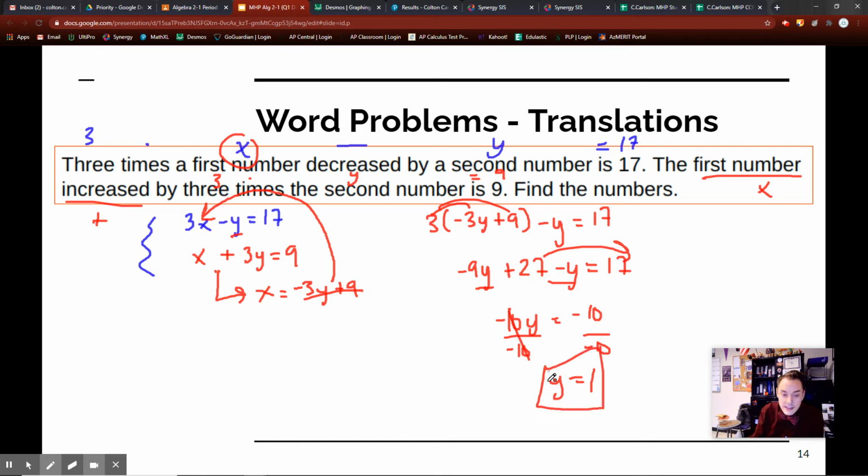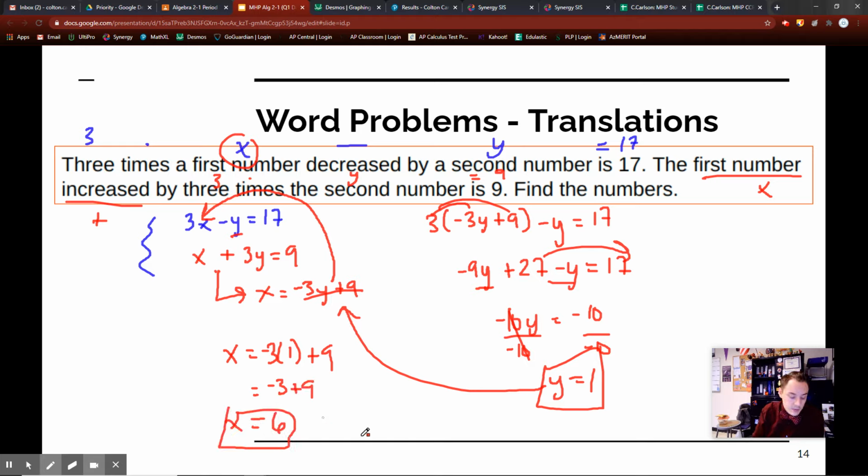Okay? Now I'm going to take this 1 and I'm just going to plug it in right there. So that means x equals negative 3 times 1 plus 9, negative 3 plus 9. So what does this equal? 6. What's my final answer? My final answer is 6 comma 1. Boom. Okay? So that's how you do a word problem, what we call a translation problem.